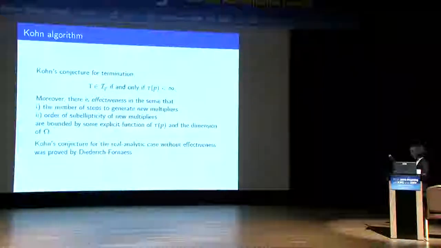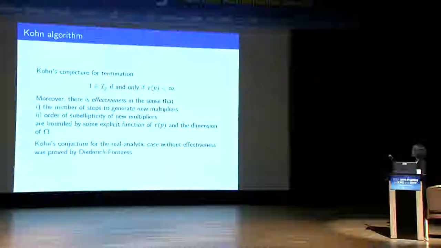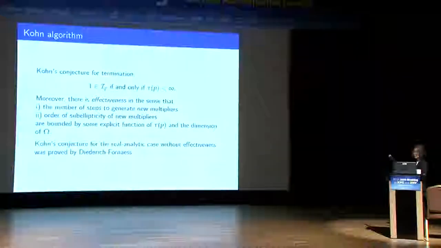And then he gave more conjectures on effectiveness. That means the number of steps to terminate, and the order of subellipticity, are bounded, controlled by some explicit function of type and dimension. So this is the effectiveness conjecture. And without effectiveness, Diedrich and Fornaess showed the termination of Kohn's algorithm for the real analytic case. So in this talk, we will focus on effective termination.